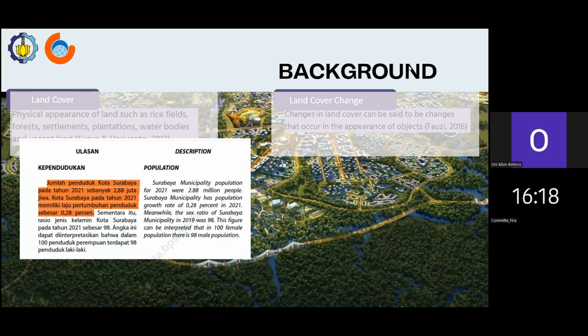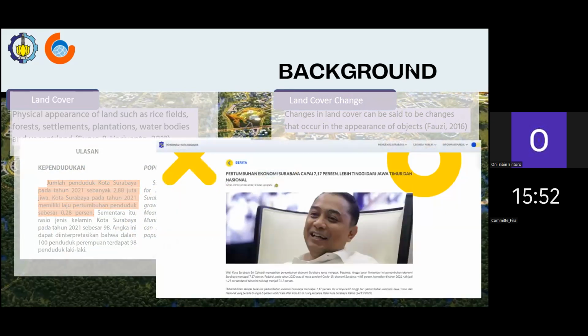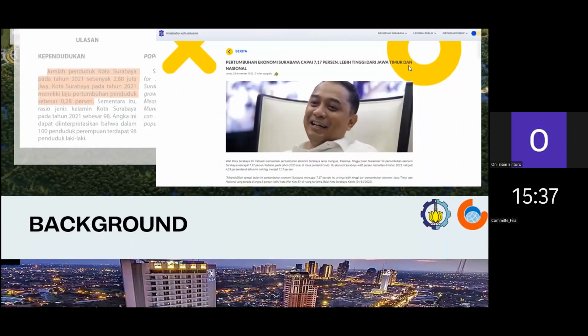A description of the area: Surabaya municipality's population for 2021 was 2.88 million people. Surabaya municipality has a population growth rate of 0.28% in 2021. Meanwhile, the sex ratio of Surabaya is 98. Basically, this figure can be interpreted that for 100 female population, there are 98 male population. And the urban sprawl, because of the economic growth of 7 to 17%, in East Java is higher than the national average.